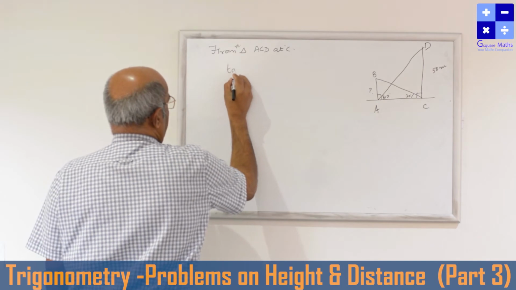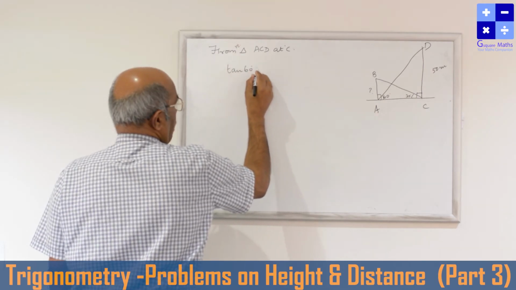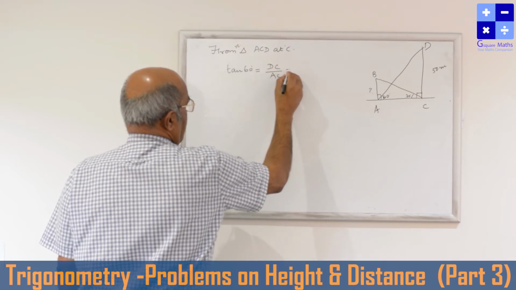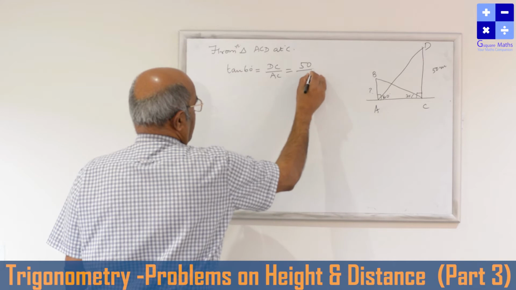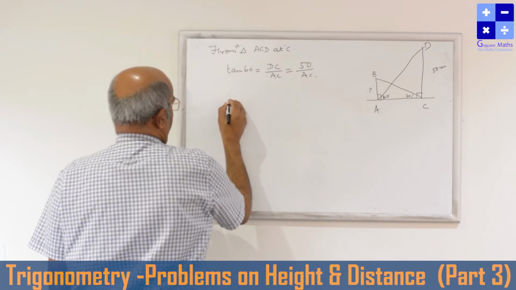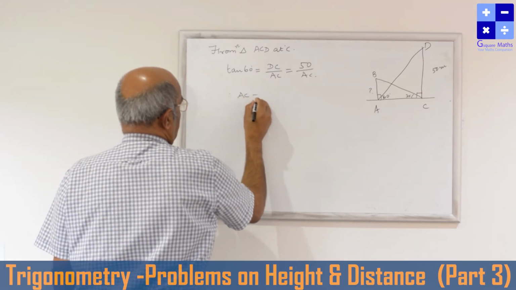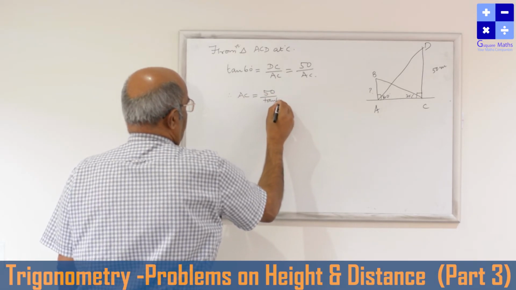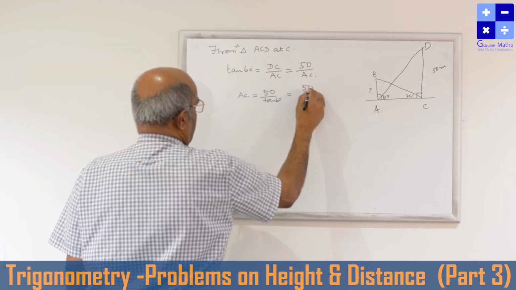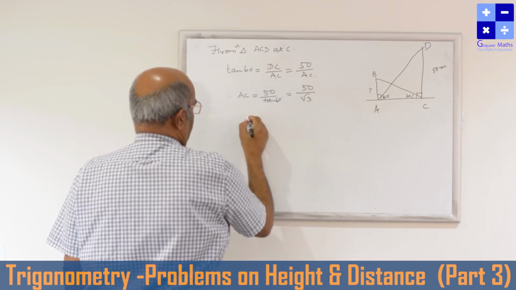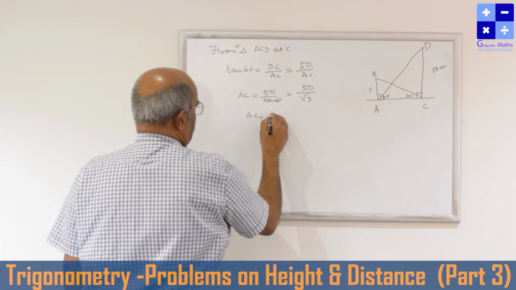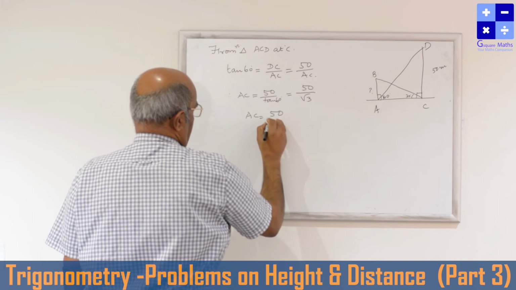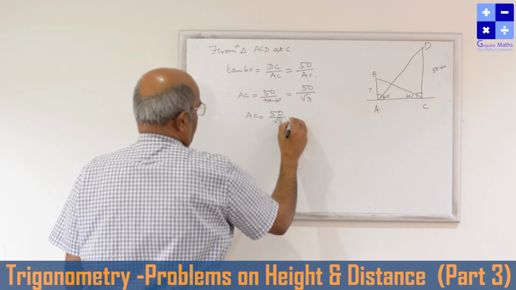So tan 60 is equal to DC by AC. That is 50 by AC. Therefore, AC is equal to 50 by tan 60. We know what is tan 60, that is root 3. Therefore, AC is equal to 50 by root 3. Then we can rationalize this. First equation.